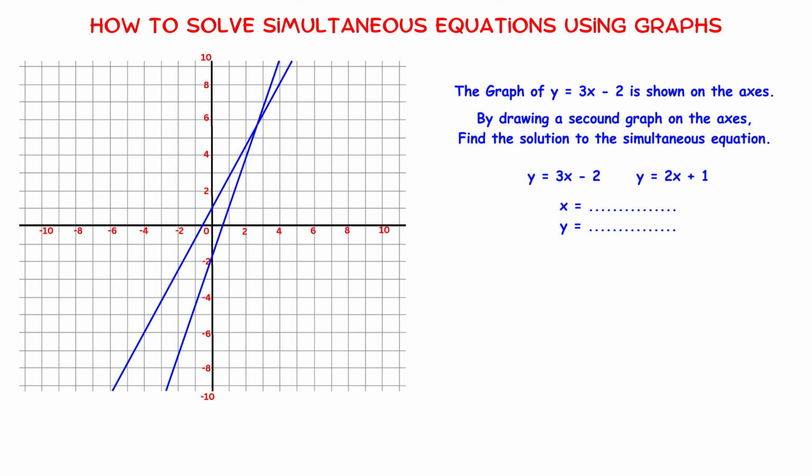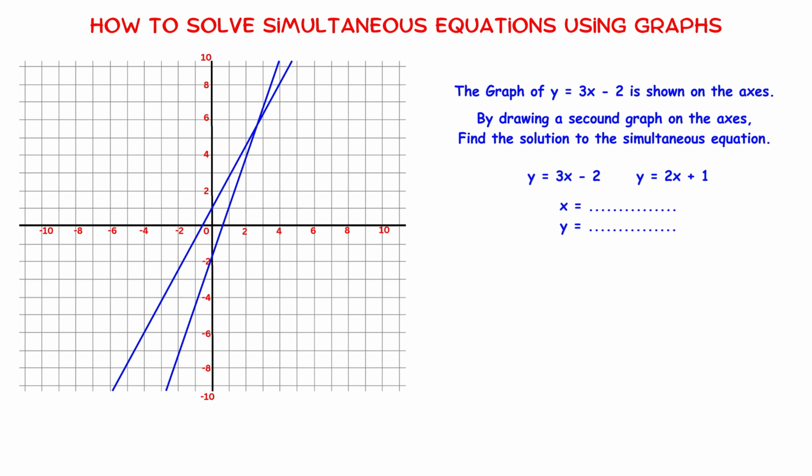So for this one, they've already drawn the line y = 3x - 2 for us. So all you need to do is draw the line y = 2x + 1, which would look like this, and then find the coordinate of the point where they cross, which is this point here. So (3, 7), so you just put x = 3 and y = 7 as your answer.